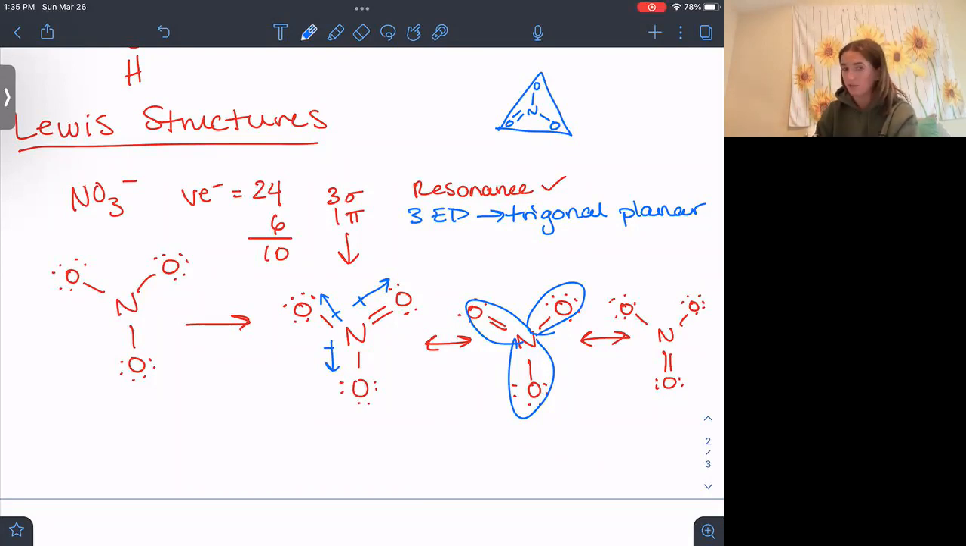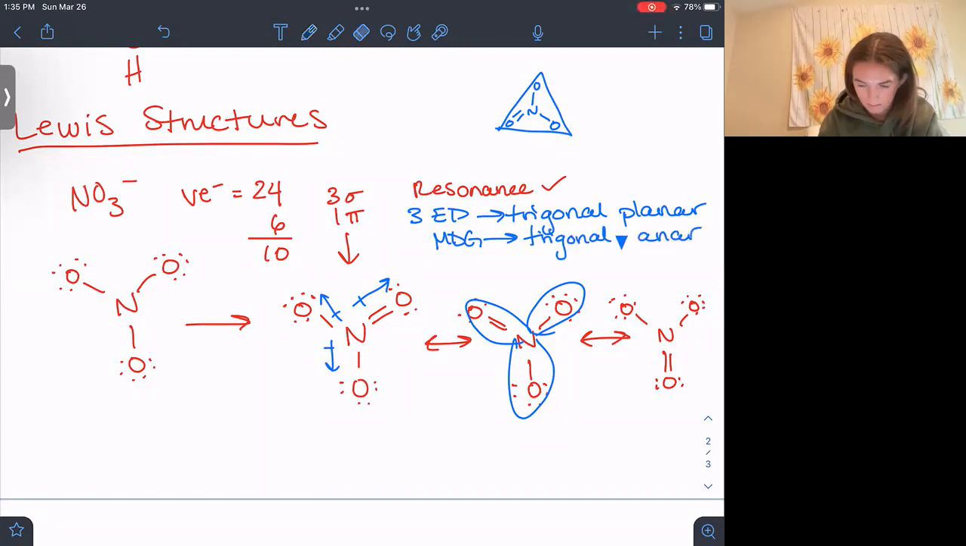What is its molecular domain geometry? Good, it's the same. It's also going to be trigonal planar. There are no lone pairs in this structure, and so the molecular domain geometry is not going to be different from your electron domain geometry.